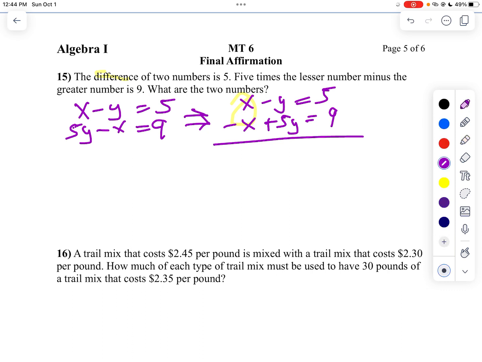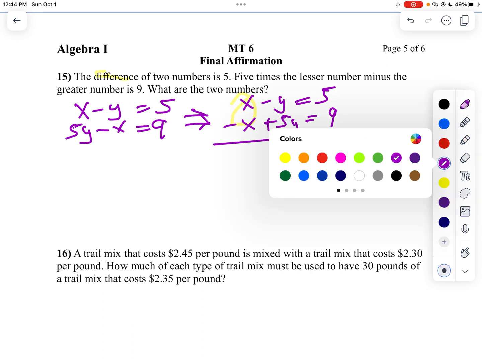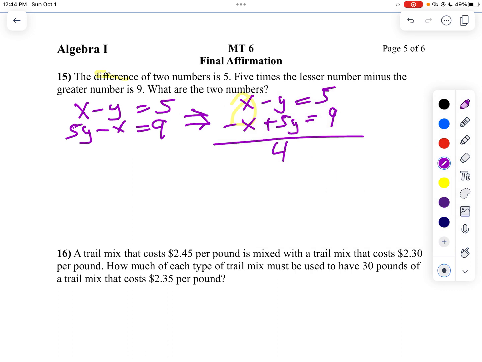So then negative y plus 5y is 4y. 5 plus 9 is 14. Oh, I get a decimal here, don't I? So y is going to give me 7 halves. Now if you write that as 3.5, I won't care, but we'll put it as 7 halves. So then let's use that to solve the other one. I'll use the first one because x and y are kind of nice numbers there.